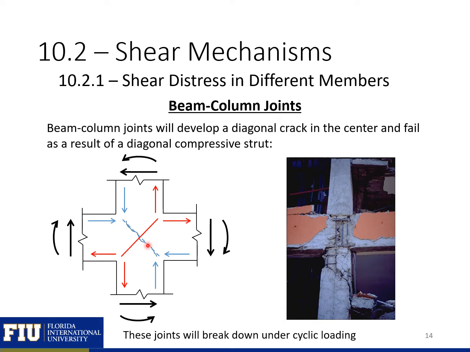Also, if there's a reverse of loading, then we can get degradation of the joint. So these joints break down under cyclic loading, which you can see in the picture here on the right.